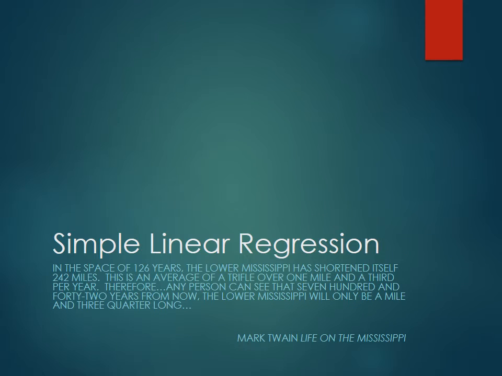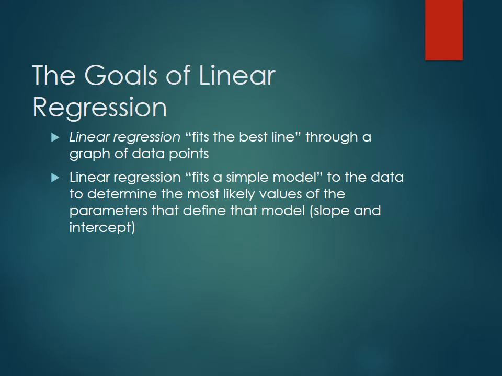So first thing we'll look at is simple linear regression. The goal here is to find the best fit line. So just like you mentioned previously, we're going to find the best fit line through a graph of data points. Basically what we're saying is that based on a data set, we want to be able to generate a model to determine if a variable can predict another one, right?